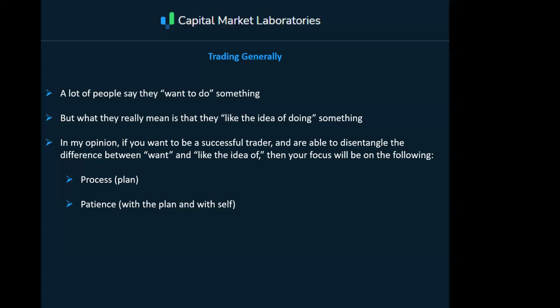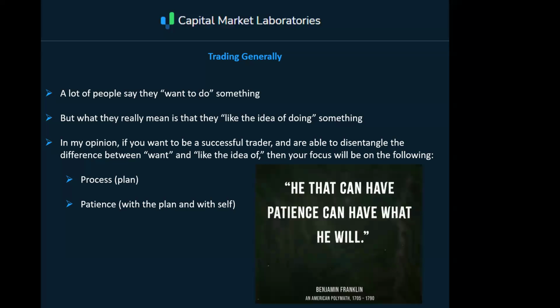Then I like to tell people, right, we need patience. That's patience with yourself and with the plan. And I told Ben, I said, what do you think about that, man? He said, oh, he that can have patience can have what he will. I said, wow. I said, you speak oddly, but I'm gonna paraphrase. He said, don't paraphrase me, take the quote. I said, all right. This is Benjamin's quote.